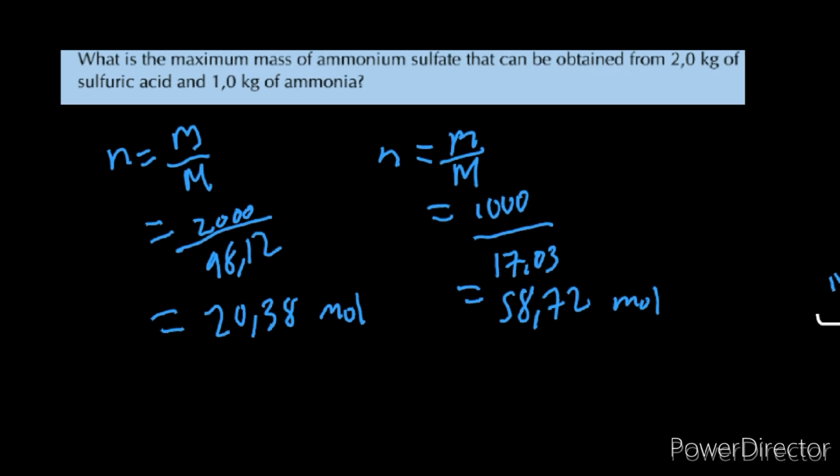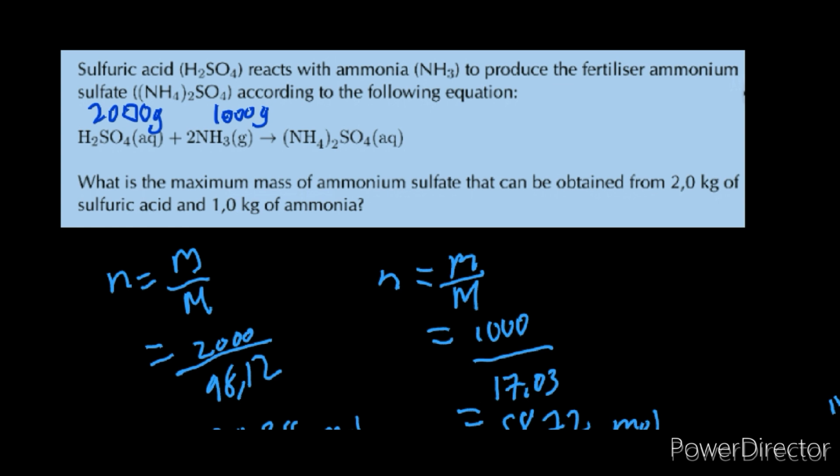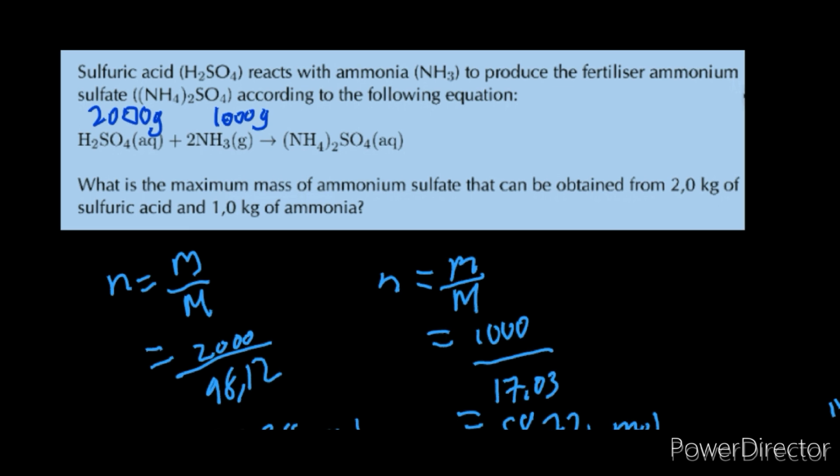So how do we find out the one that will produce less product? You also don't look at the one with the lower number of moles. So in order to find out which one will produce the lower product, first of all, we want to find out how much product will each produce. So first we'll find out how much of this product can this produce. Then afterwards we'll find out how much of this product can this produce.